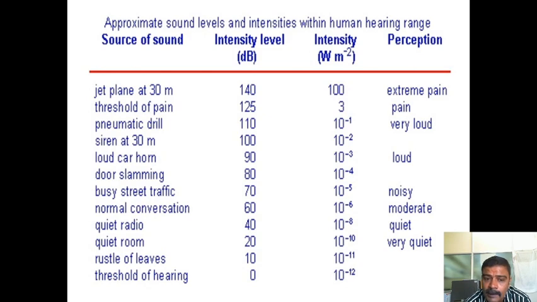Then you have normal conversation, when two people are sitting and talking. I would say it's moderate noise, right? Quiet radio is very quiet, like 40 decibels. Whereas a quiet room is like 20 decibels, which is very quiet. A rustle of leaves, and then threshold of hearing is 0 decibels. So if you pay attention, you can even hear the rustle of leaves when you sit in a very calm and quiet place, especially in nature. That's like 10 decibels, right? So threshold of hearing is 0 decibels. Anything above 0 decibels we can hear, and if we are not hearing, that means there is a problem with our hearing ability, right?